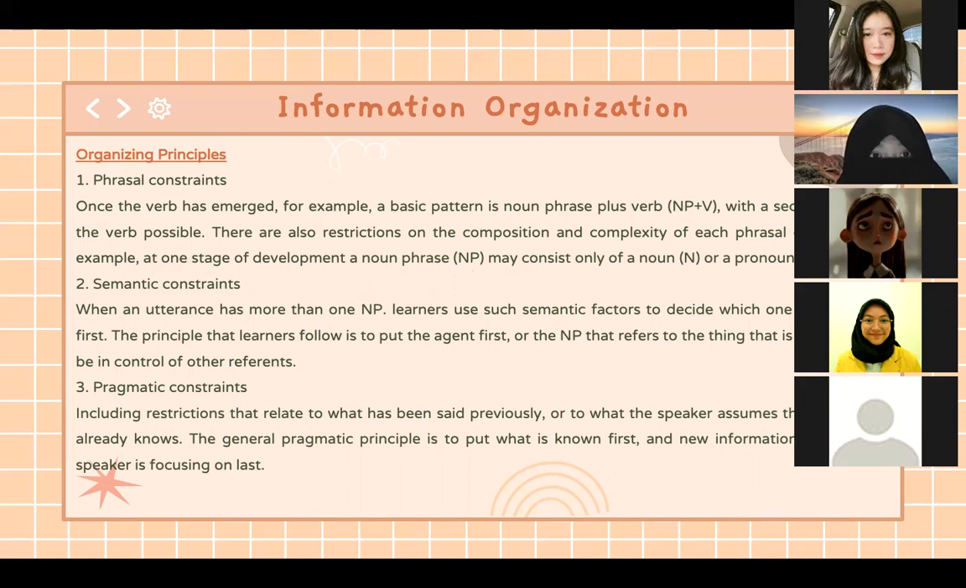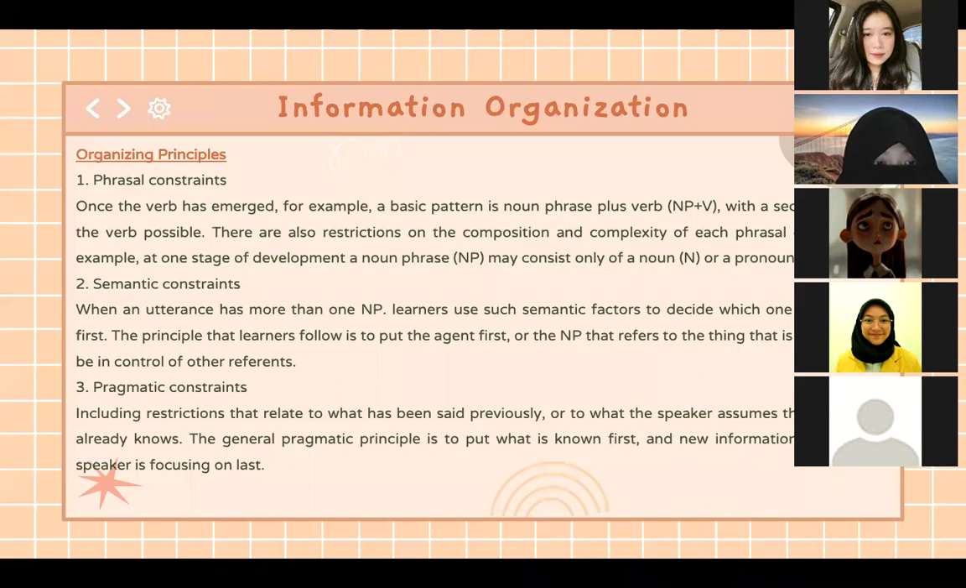Organizing principles. The first one is phrasal constraints. Once the verb has emerged, for example, a basic pattern is noun phrase plus verb with a second noun phrase after the verb possible. There are also restrictions on the composition and complexity of each phrasal category. For example, at one stage of development, a noun phrase may consist only of a noun or pronoun.